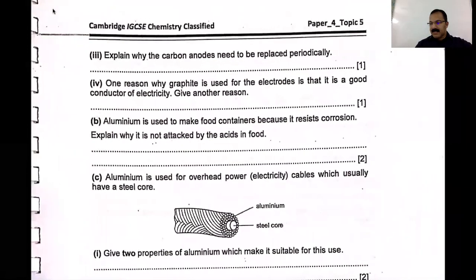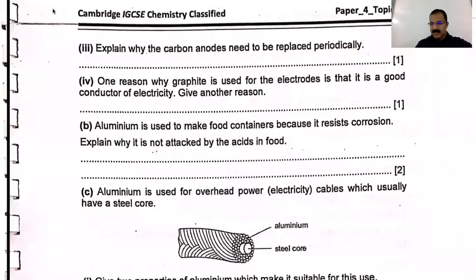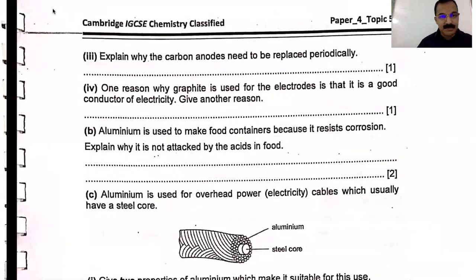Explain why the carbon anodes are to be replaced periodically. Because the carbon anode reacts with the oxygen produced at the anode. Please do specify: the anode reacts with the oxygen produced at the anode. It's not the oxygen from the atmosphere, it's the oxygen produced at the anode.